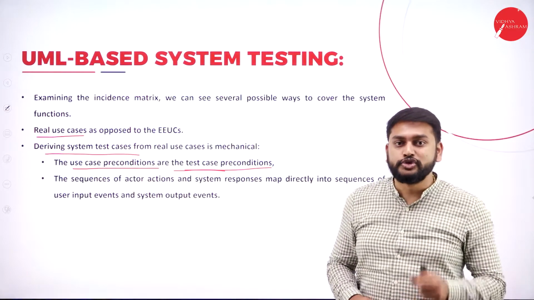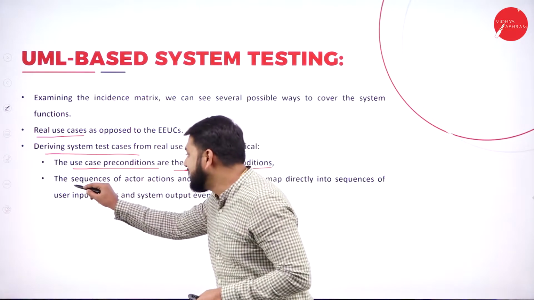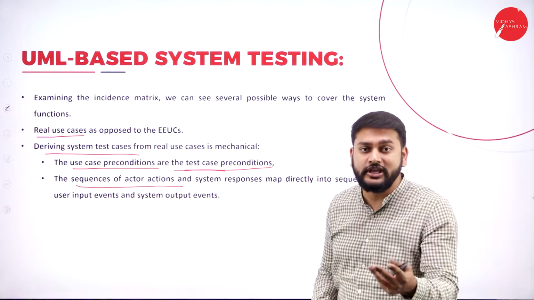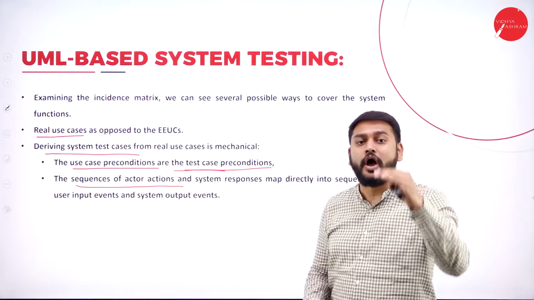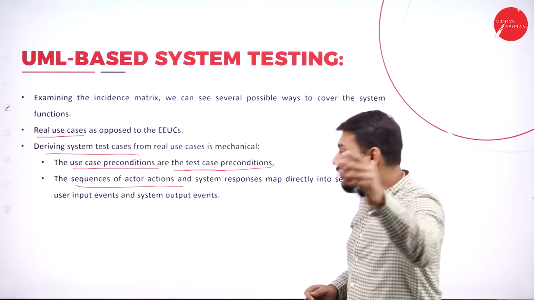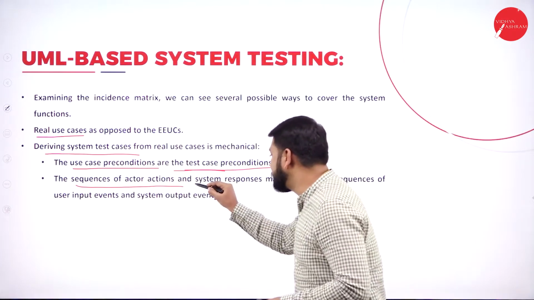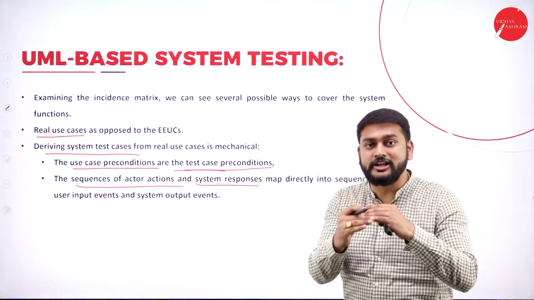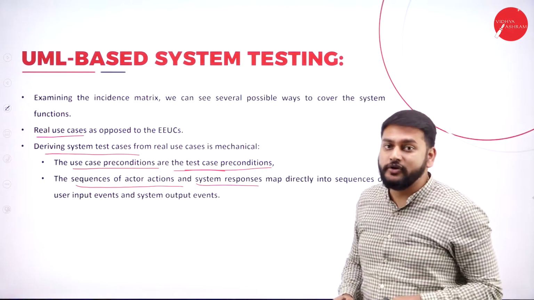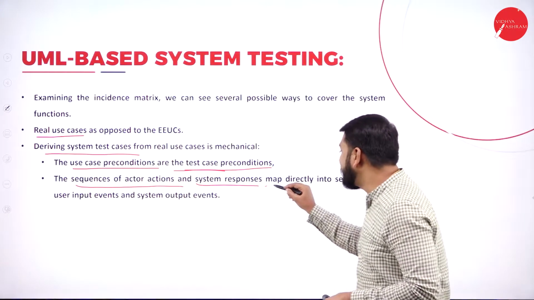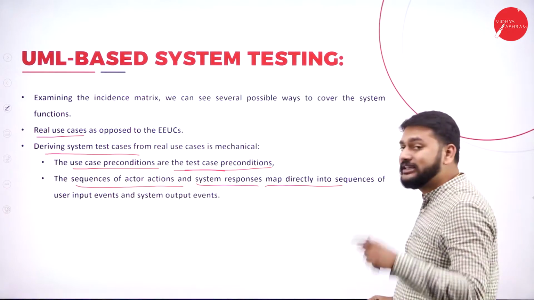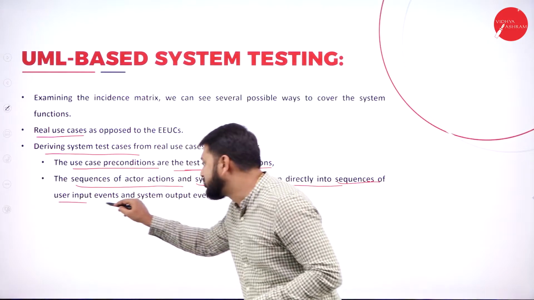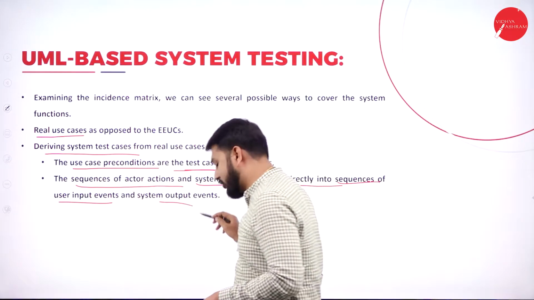The second point, please observe carefully, is the sequence of actors' actions. Especially actors come with a use case. The sequence of actors' actions, what exactly the actor is doing, and also the system response for that action. Actions of the actor and the response for that action. That is what you need to remember. That is going to get mapped directly. So please understand the sequence of user input events and the system output events.